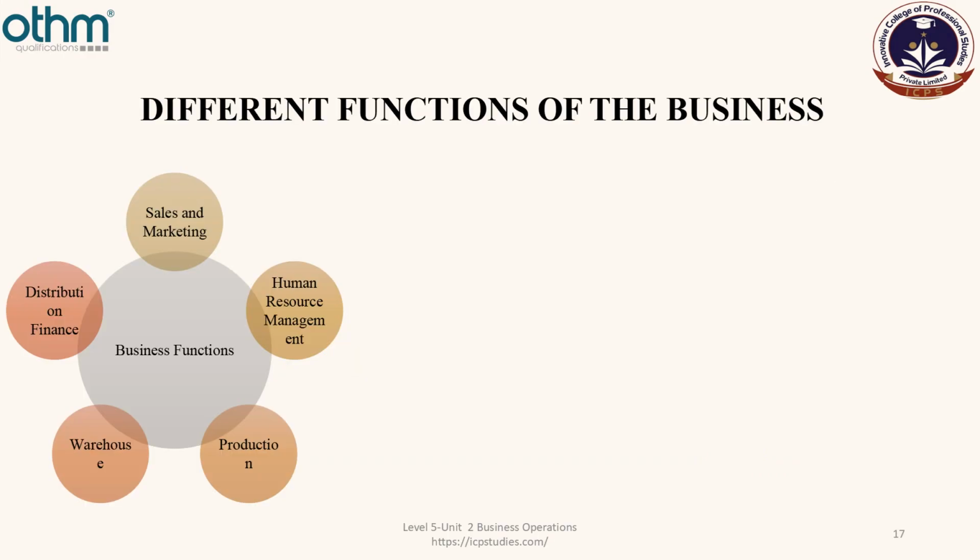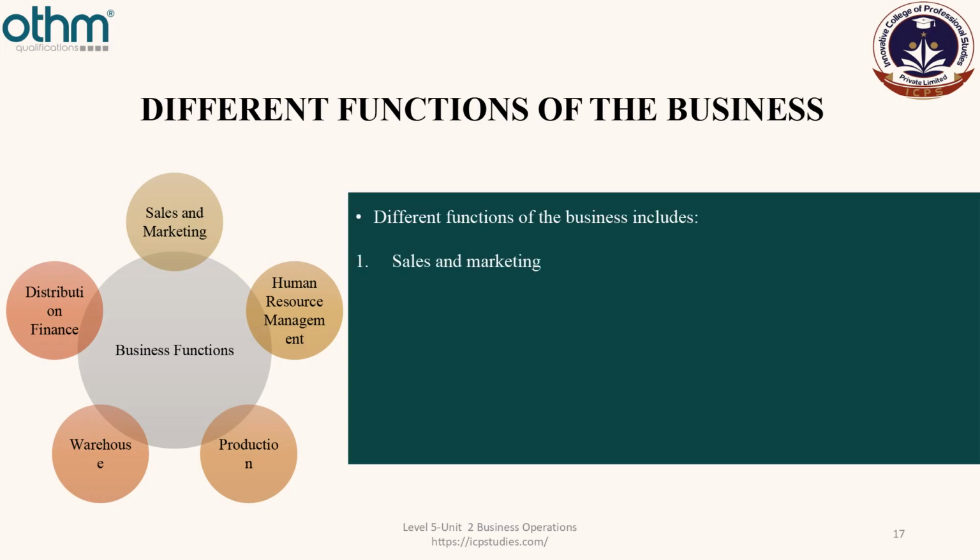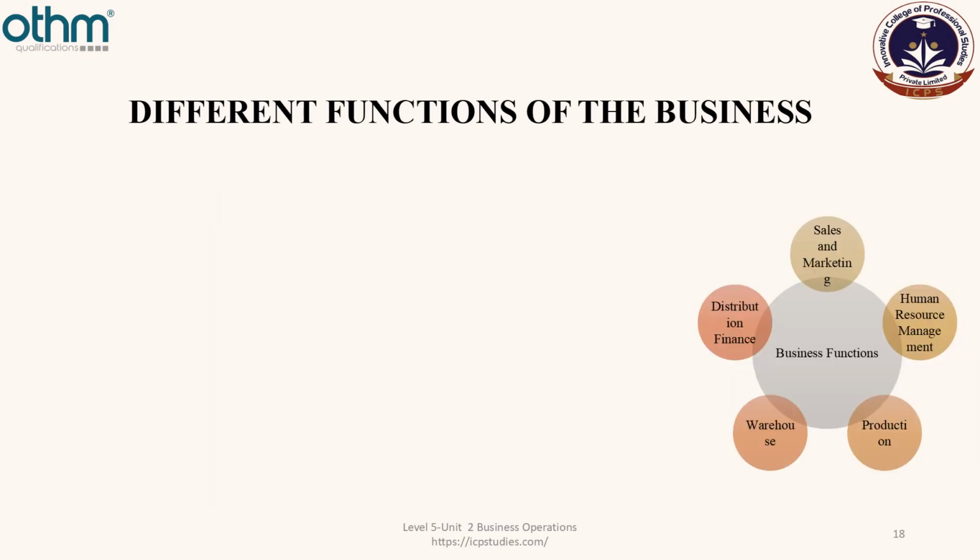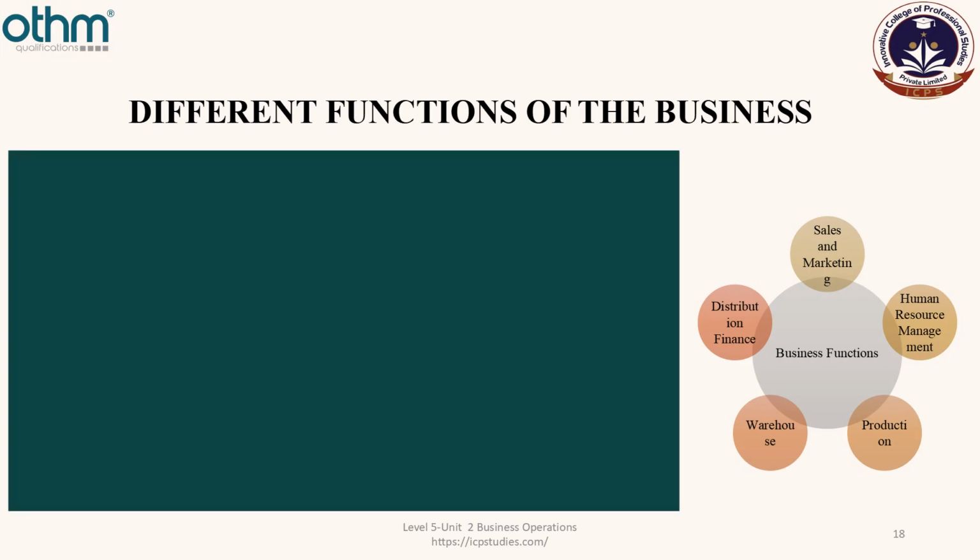So we have different functions of the businesses. First, we have to explain and understand them. The first function of the business is sales and marketing. Then we have human resource management, also called HRM. Then we have production. Then we have warehouses. And at last, we have distribution and finance. So I will explain these business functions to you one by one.